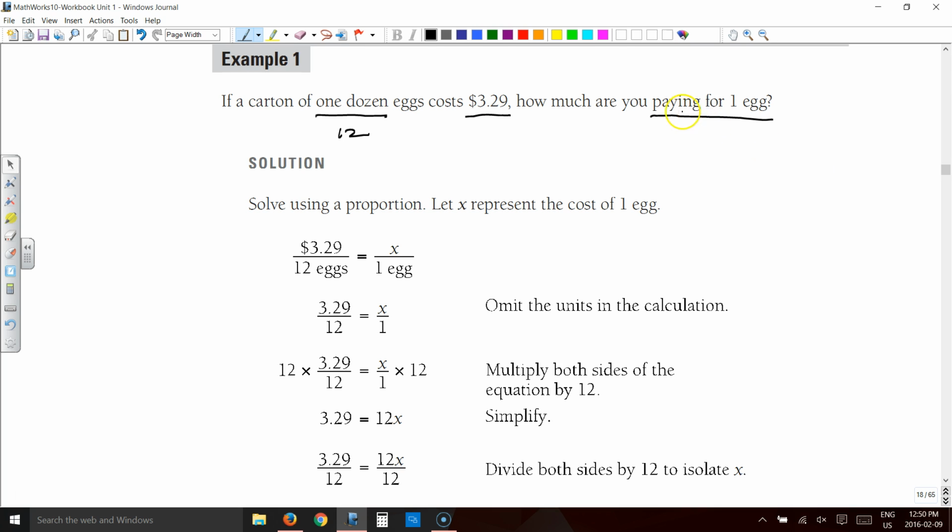So we have to ask ourselves here, they're asking how much are you paying for 1 egg. So are we going to be looking for the price per egg? Or are we looking for how many eggs can you get for a certain price? It's important to determine ahead of time which one we're trying to answer. And if you take a look, it's saying the price for 1 egg. So we can treat this line here as the word for, because it helps when you're dealing with word problems.